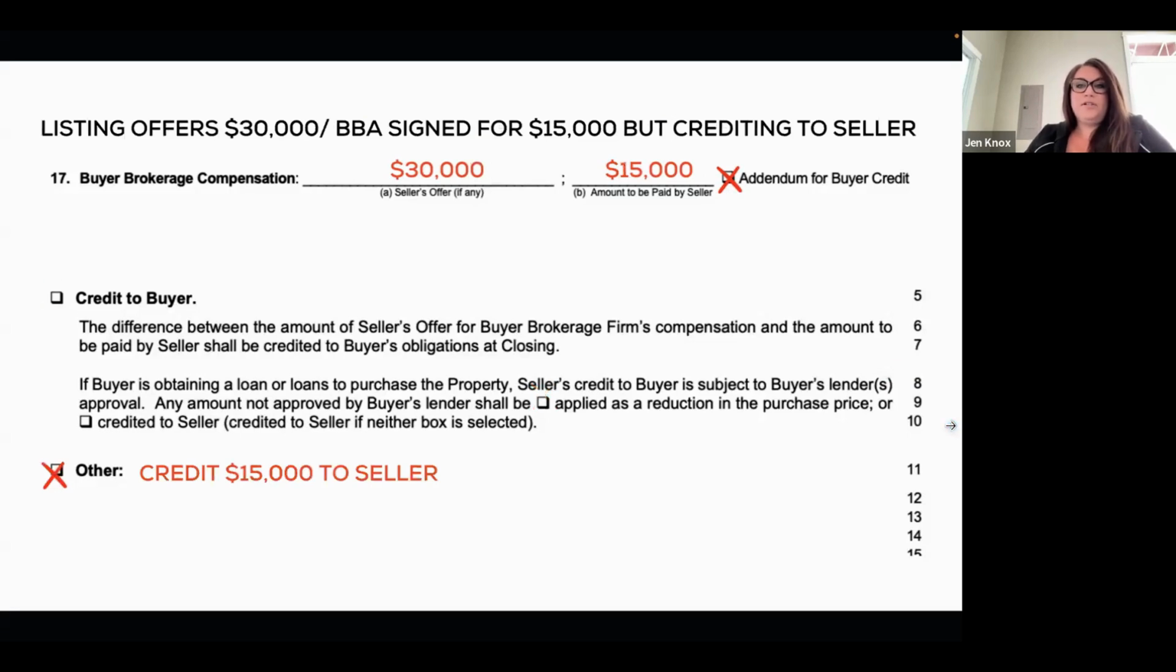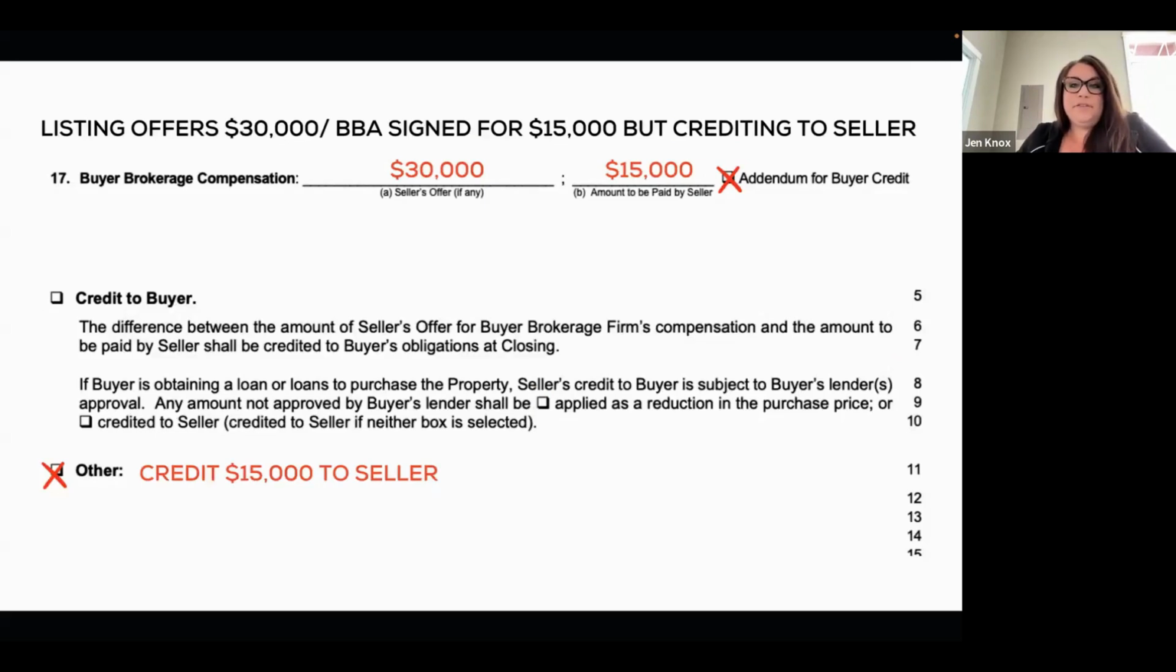If you want to credit the seller, you can acknowledge their offer of compensation as 30,000, accept the offer, and ask for the seller to pay 15,000. And then in the other box of the buyer credit addendum, you can offer the $15,000 credit back to the seller.